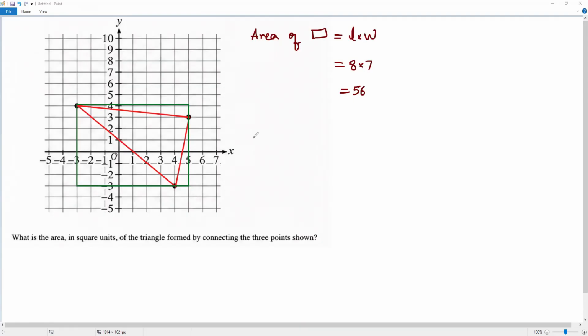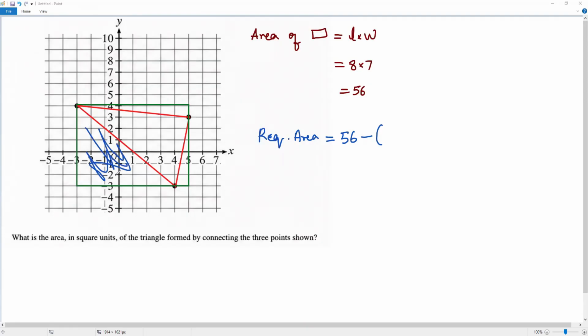Now let's get the required area, I mean the area of the required triangle. Let me write it over here. Required area equals to. To get the required area, we have to subtract the area of these 3 triangles from the area of the rectangle, 56. Let me write 56, which is the area of the rectangle. Now let's find the area of this triangle.